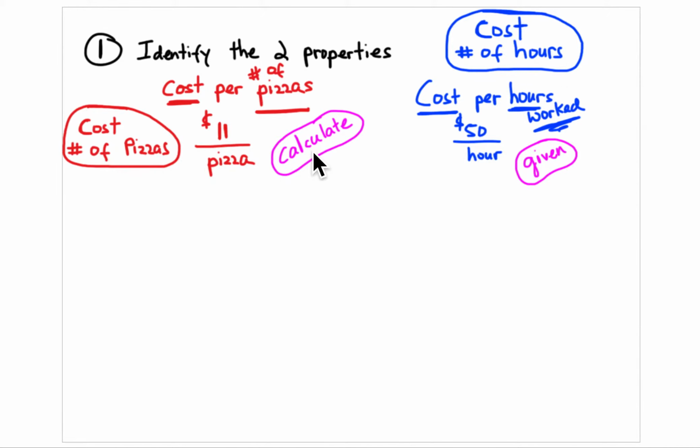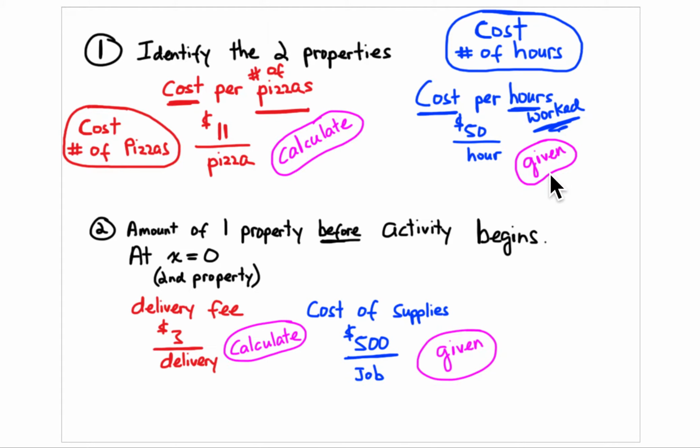In problem number 1, you have to calculate this. You have to calculate that it's $11 per pizza. So you have to figure out some way to come up with that number. In problem number 2, it's given to you. So these are the opposite pieces of information. Number 1, you have to calculate it. Number 2 is given.